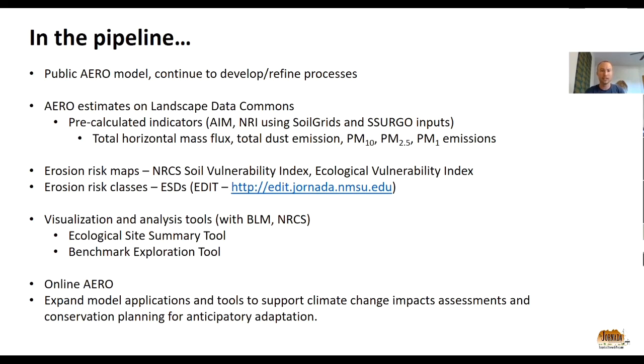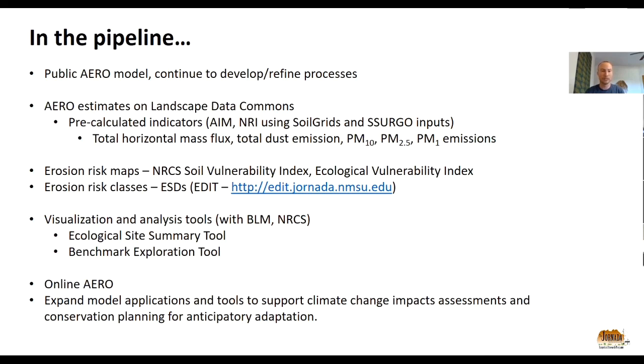We're working with NRCS on producing some different erosion risk maps, a soil vulnerability index that's driven by Aero, and an ecological vulnerability index also driven by Aero, but representing vegetation effects on wind erosion. And we're working with Joel and the ecological site team at incorporating erosion indicators from Aero as well as other indicators of ecosystem attributes into ESDs in EDIT. With BLM and NRCS, we're working on an ecological site summary tool to summarize the information and a benchmark exploration tool. And Sarah's going to talk more about those next week.